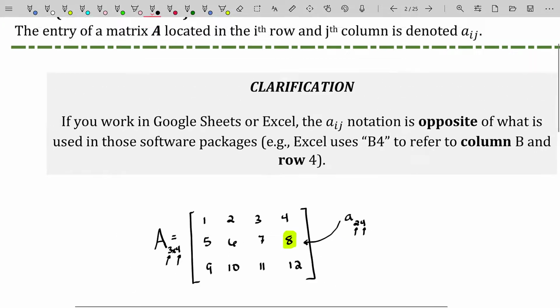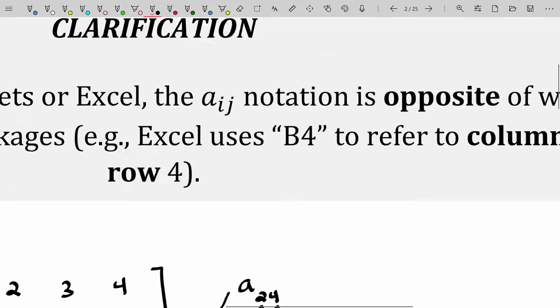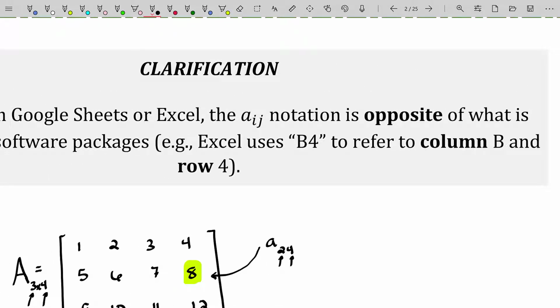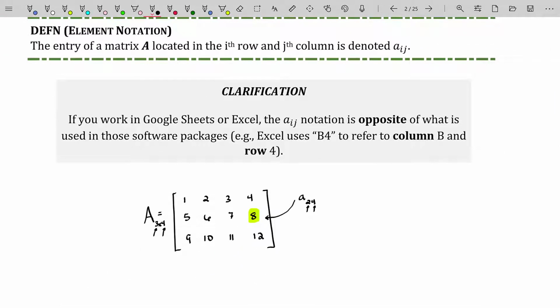A little bit of a clarification here. This actually should be a warning more than a clarification. If you're used to working with Google Sheets or Excel, the ij notation that we're using is opposite of what is used in those software packages. For example, Excel uses B4 to refer to column B and row 4. So they actually mention the entry location in the reverse order that we would use in mathematics. And that's the same thing, by the way, for Google Sheets. So it's just a heads up, if you're used to using those software packages, then this will be the opposite of what you're used to.